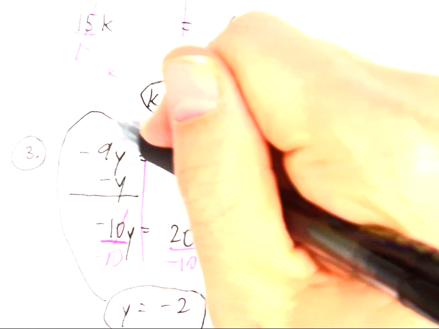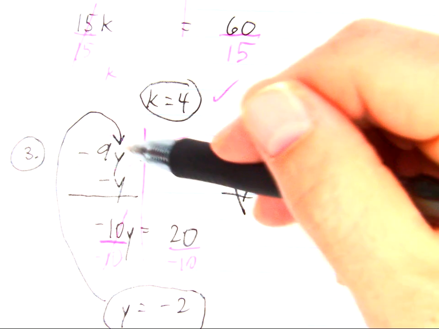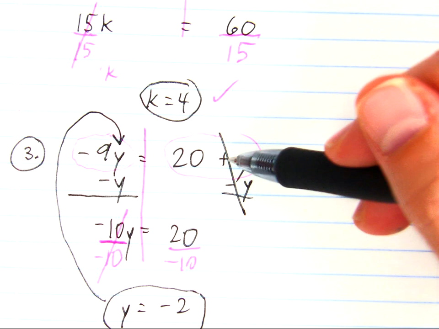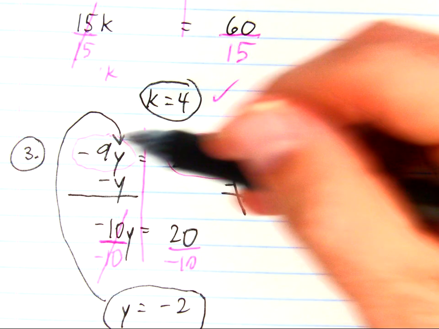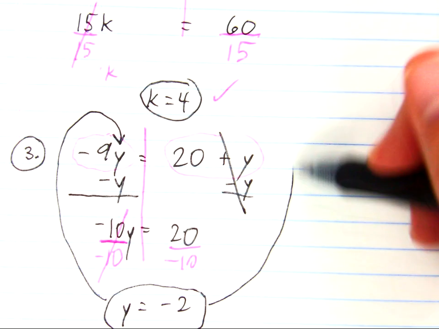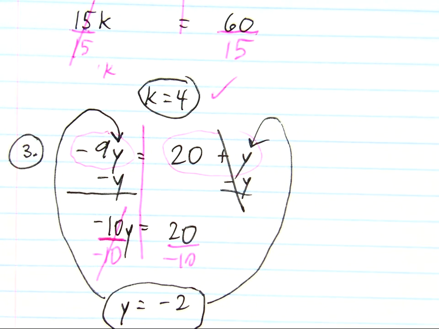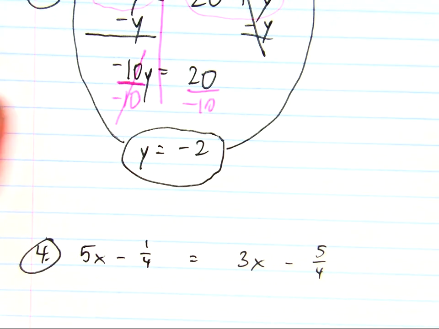Also a good idea, take your answer. Plug it in the original equation. -9 times -2 is 18. 20, rather, plus -2 is 18. It should make the equation true when you plug it back in. And it does. If it doesn't, you messed up. And then you got to go back to the drawing board.